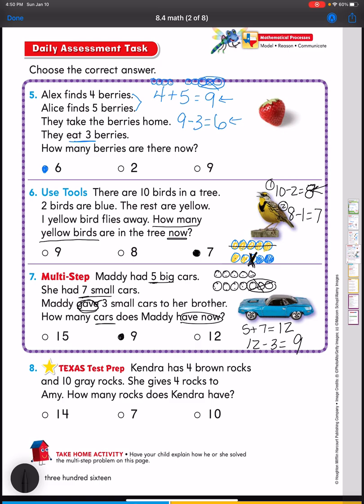Kendra has 4 brown rocks and 10 gray rocks. She gives 4 rocks to Amy. How many rocks does Kendra have now? First step, we find out what she started with. She had 4 brown ones and 10 gray ones. We need to find out what 4 plus 10 equals. So I can draw a picture.